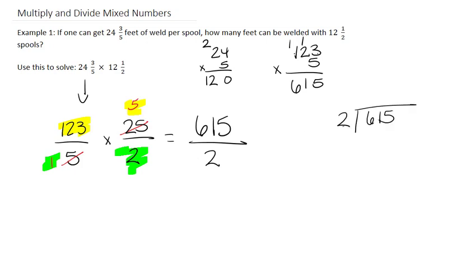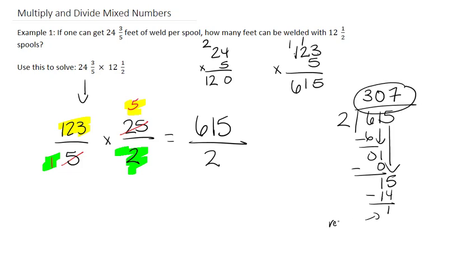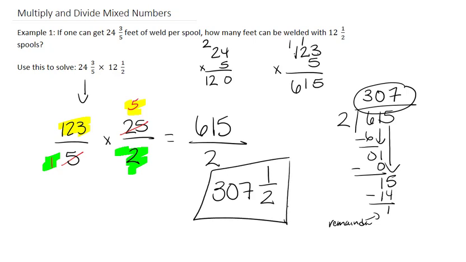So 615 divided by 2. 2 can go into 6 3 times. Go ahead and subtract, we get 0, bring down the 1. 2 can go into 1 0 times. 2 times 0 is 0, so subtract, we get still the 1 left over, bring down the 5. Now 2 can go into 15 how many times? Well, that's 7, because 2 times 7 is 14. We subtract, and we get 1. So this is our remainder. This is our whole number. So we have 307 and 1/2. And this would be our final solution.